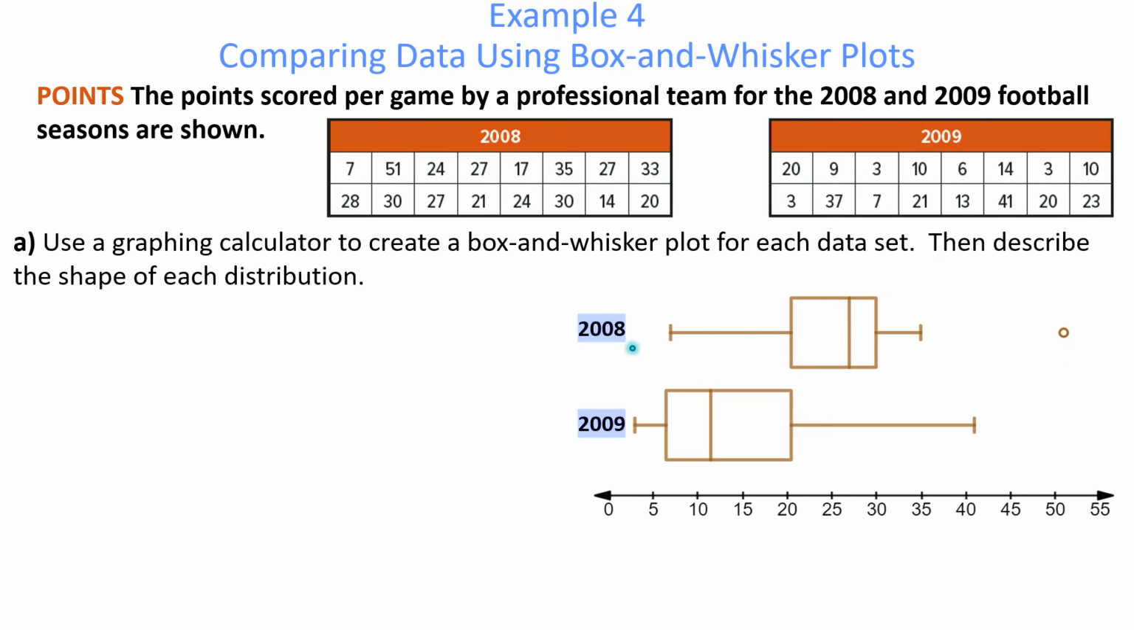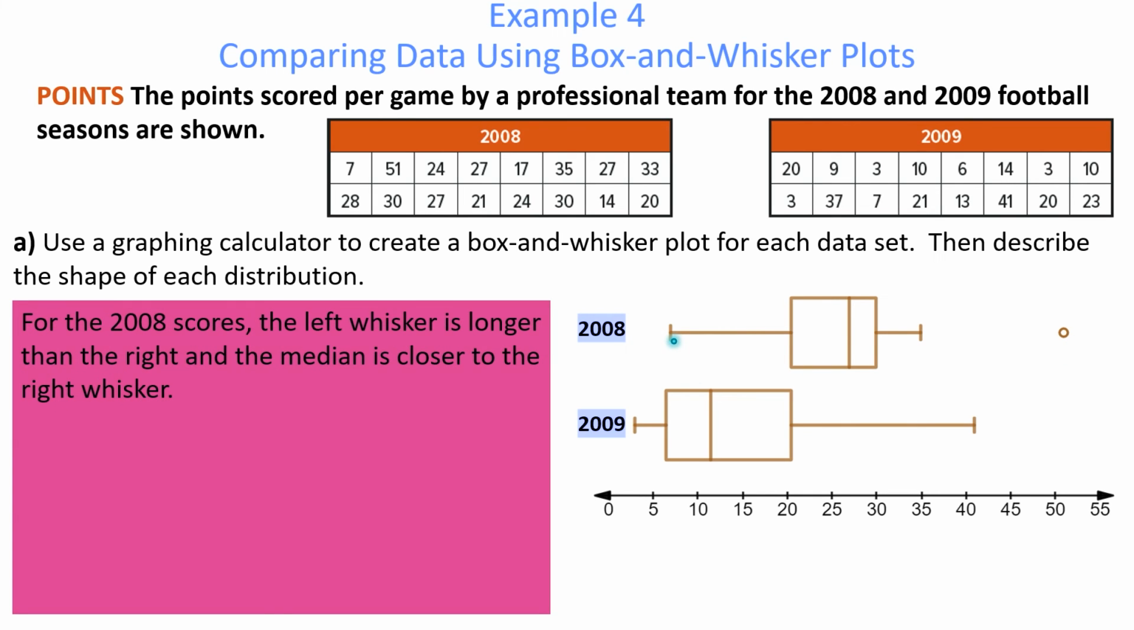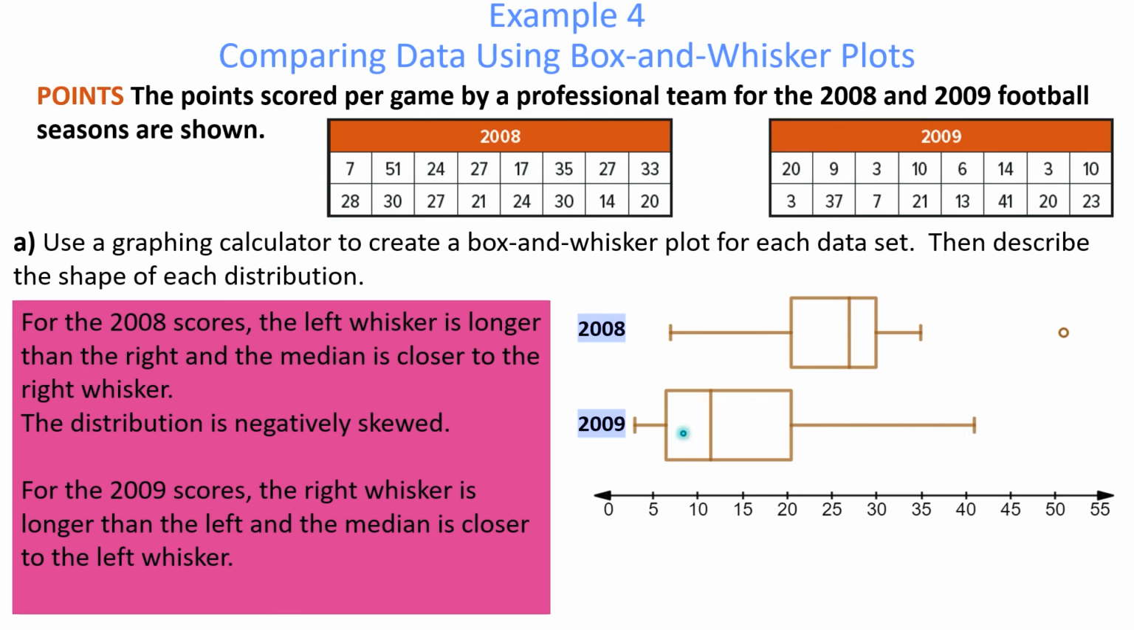Now for the 2008 scores, the whisker on the left is longer than the whisker on the right, and the median is closer to this whisker on the right. So we can say that the distribution is negatively skewed. For 2009, the whisker on the right is longer than the whisker on the left, and the median is closer to the whisker on the left. So we can say that the distribution is positively skewed.